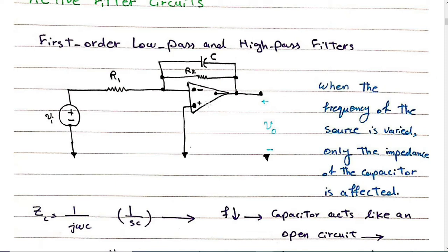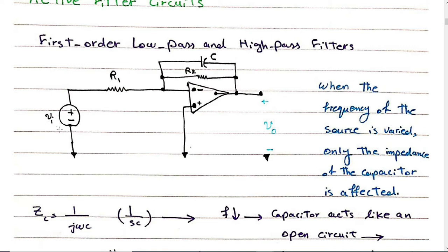Yeah. So this power supply is connected to this op amp, for example positive 10 volts and minus 10 volts. They are constant, so they are not changing. Whenever we are talking about filters, for sure we have an alternating source connected to our circuit.